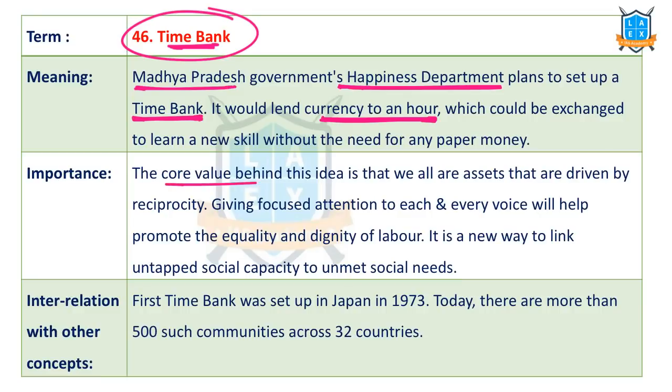So the core value behind this particular concept is instead of using paper money, use time. For example, more skill, so more training, something like that. This kind of time bank was proposed earlier, but first implemented in Japan in 1973. This Madhya Pradesh government is trying to go for this.